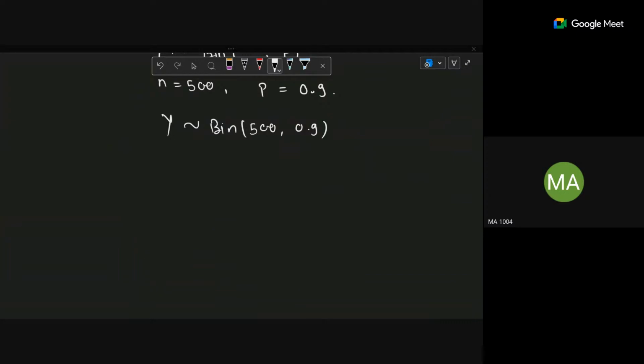Now question number 15, which is quite interesting. Anyone tried that question?